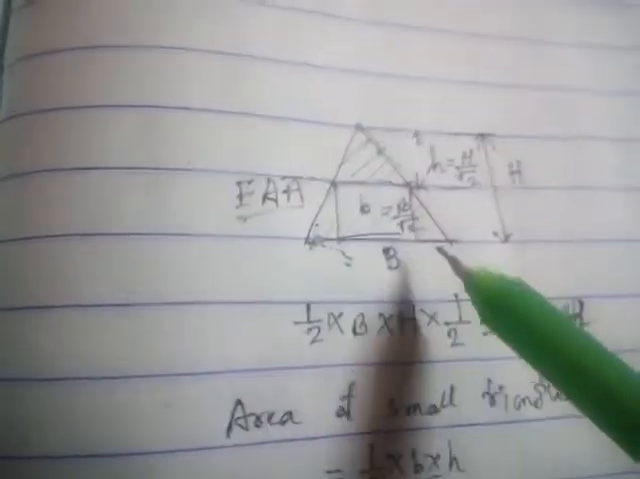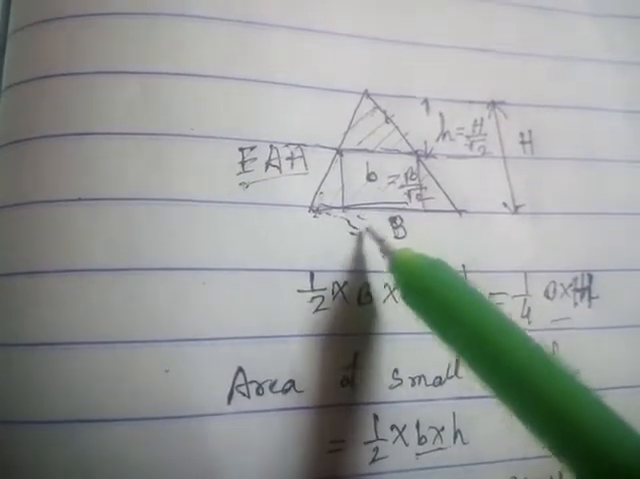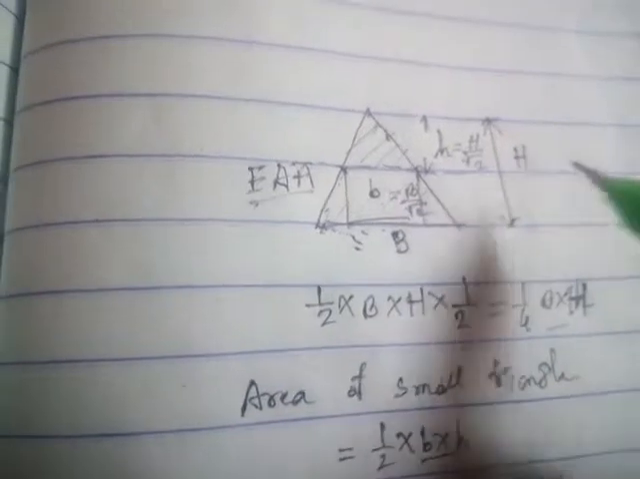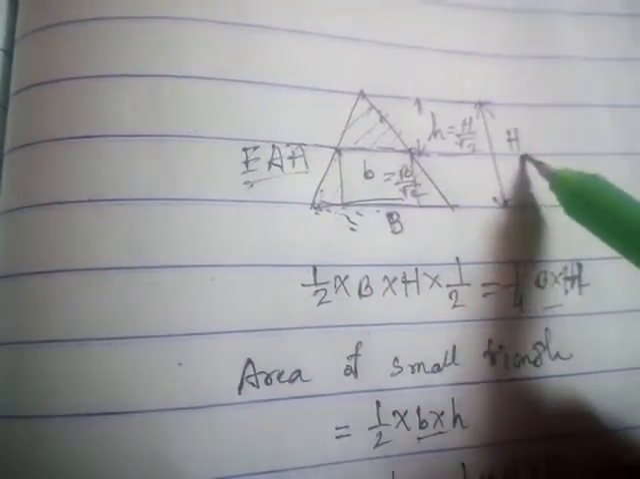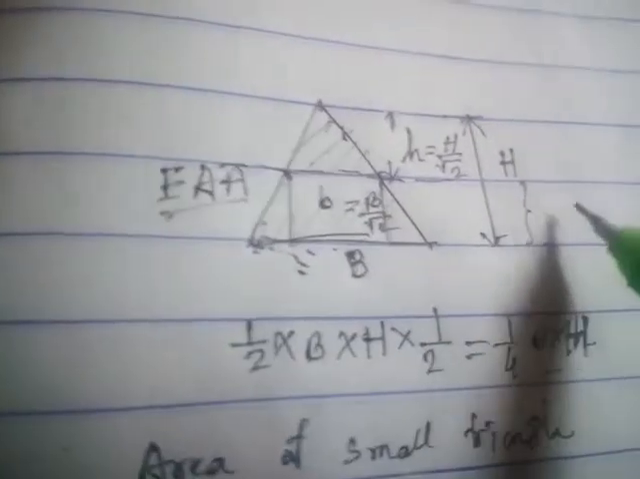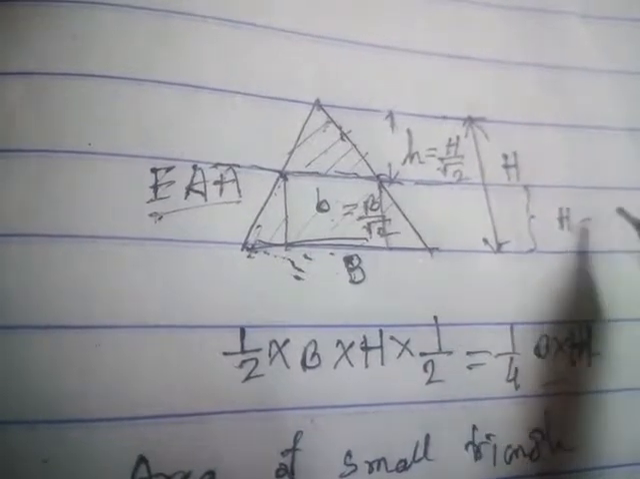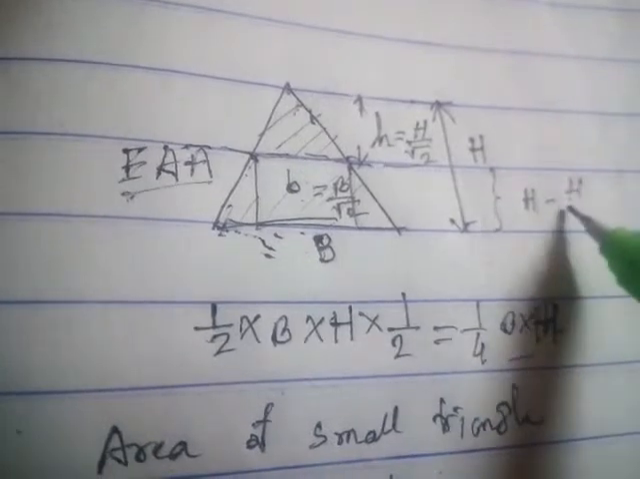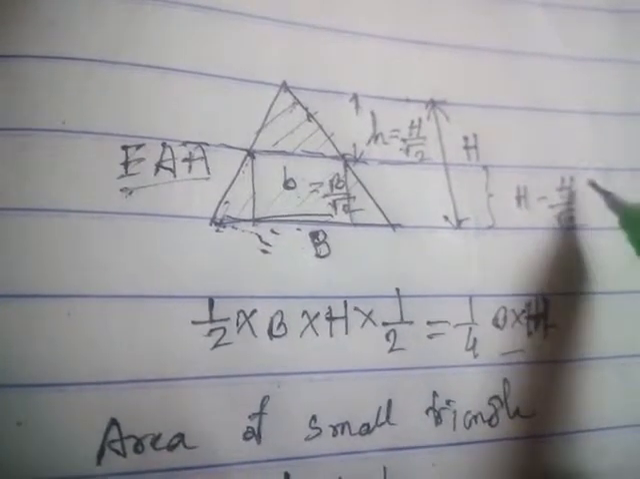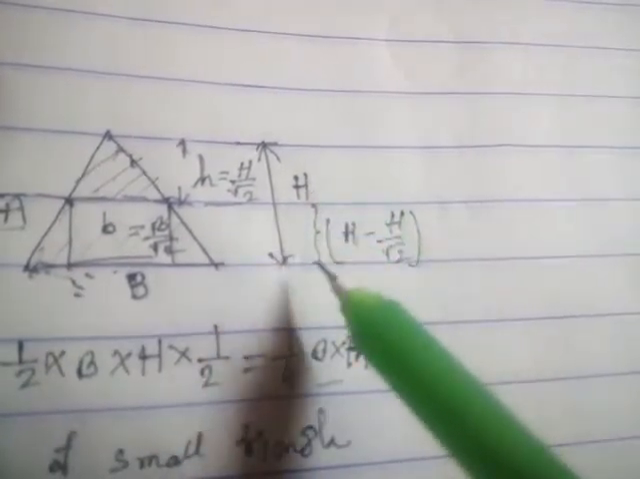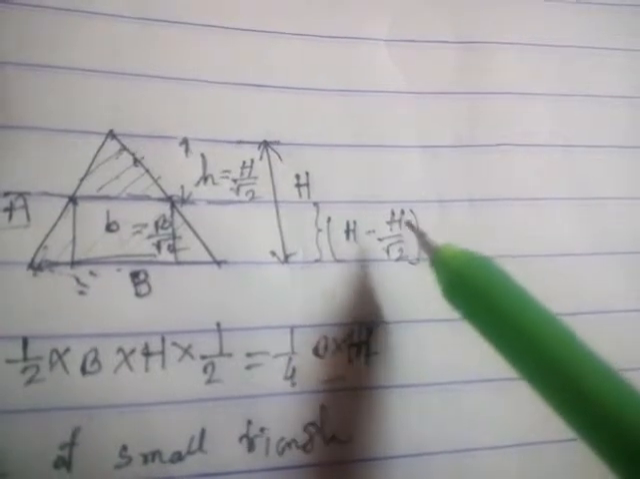So here this distance will also be capital B by root 2 and this distance will be, so now this distance of this remaining portion will be how much? H minus h by root 2. Okay, this distance will be, total distance is H, and this distance will be H minus H by root 2.